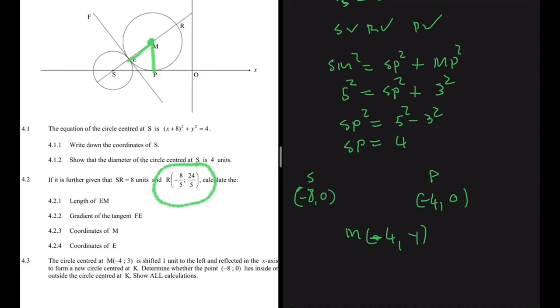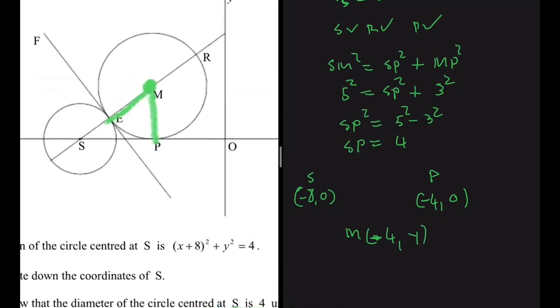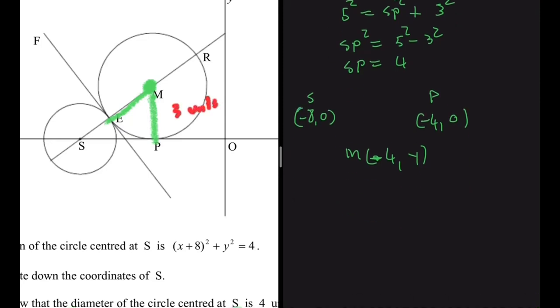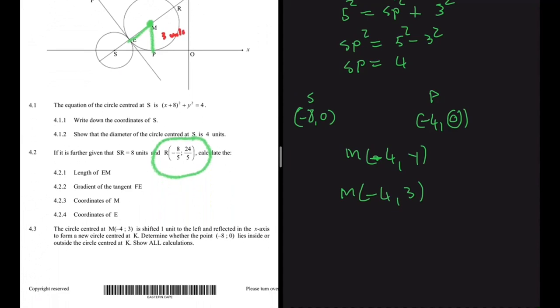Let's go back to our sketch again. If you pay more attention, you will realize that from P to M is 3 units, because that is the radius, 3 units. We already know fully well that the y value of P is 0, right? So if from P to M is 3 units, then the y coordinate of M should be 3. So the coordinates of M will be minus 4 and 3, right? And now we can move to 4.3.4.